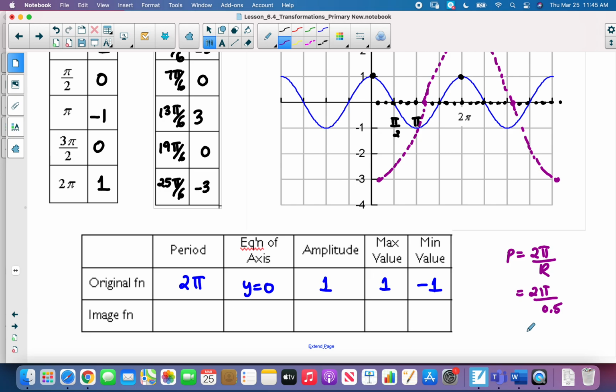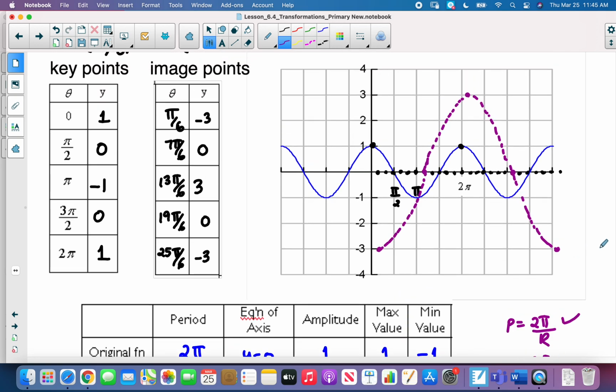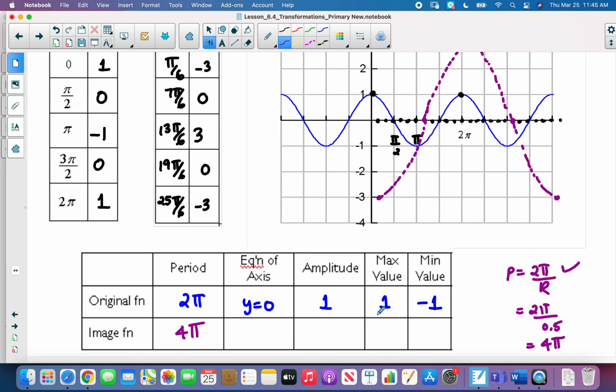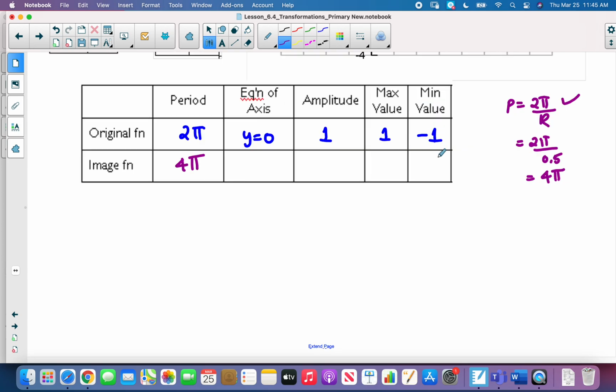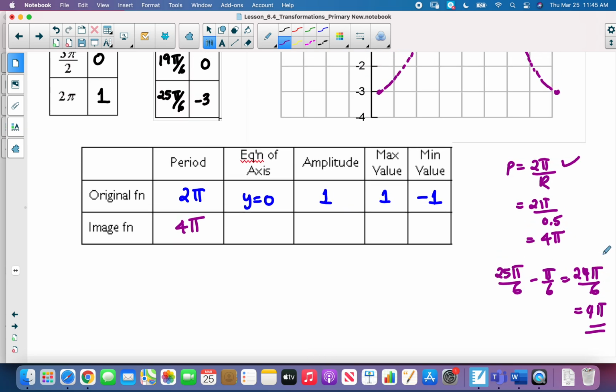So that ends up being 2 divided by half, which is 4 pi. So our period is 4 pi. Okay, so we can use this formula here, 2 pi divided by K, to get the period. We could have also taken this value here, 25 pi over 6, and subtracted pi over 6 to get the period. So if I did it that way, which is 25 pi over 6 minus pi over 6, I would get 24 pi over 6, which is 4 pi. So both of those answers yield me a period of 4 pi.